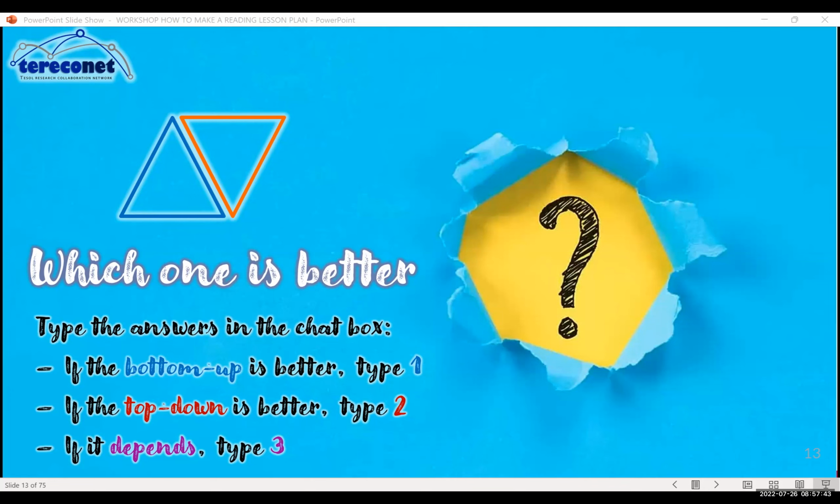Can you mention your choice and then the reason why you choose that? I think the answer to which one is better, the bottom up or the top down, depends. I mean, it depends on the objectives of the task. Sometimes for some activities, we need to help the students to find detailed information, so the top down is better. But sometimes we just need to find the gist or the general information of the passage. In that case, the bottom up is better.